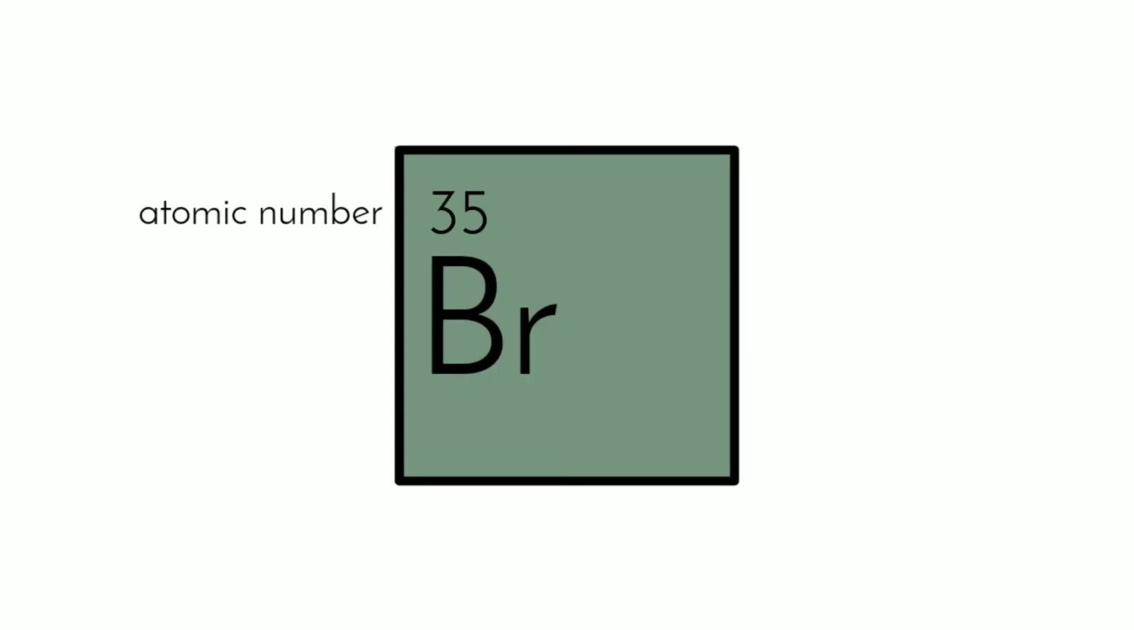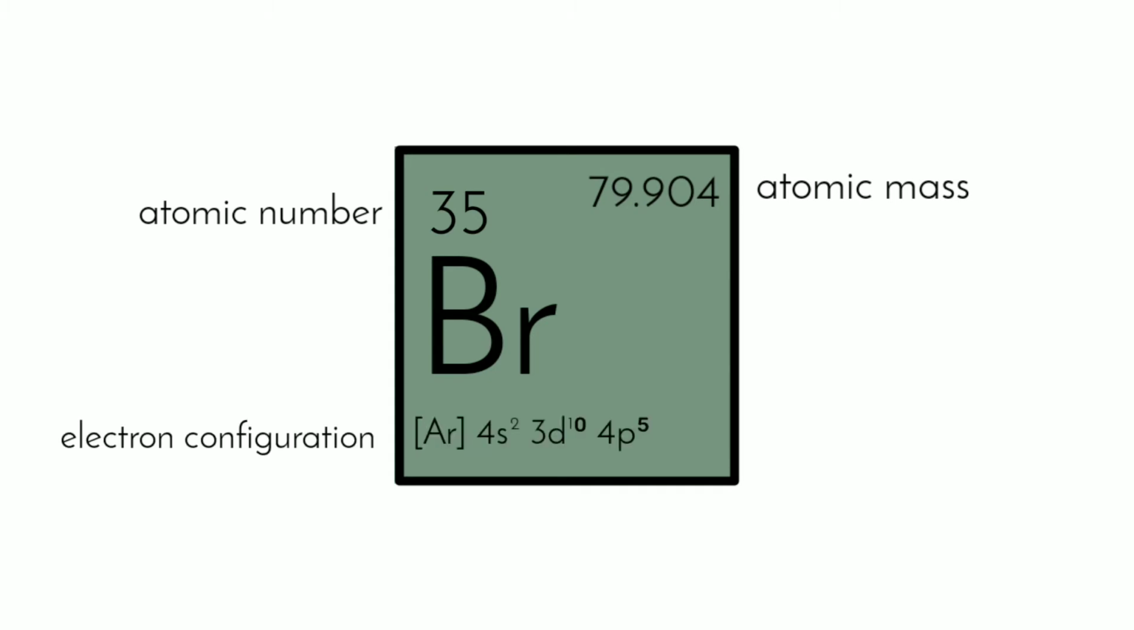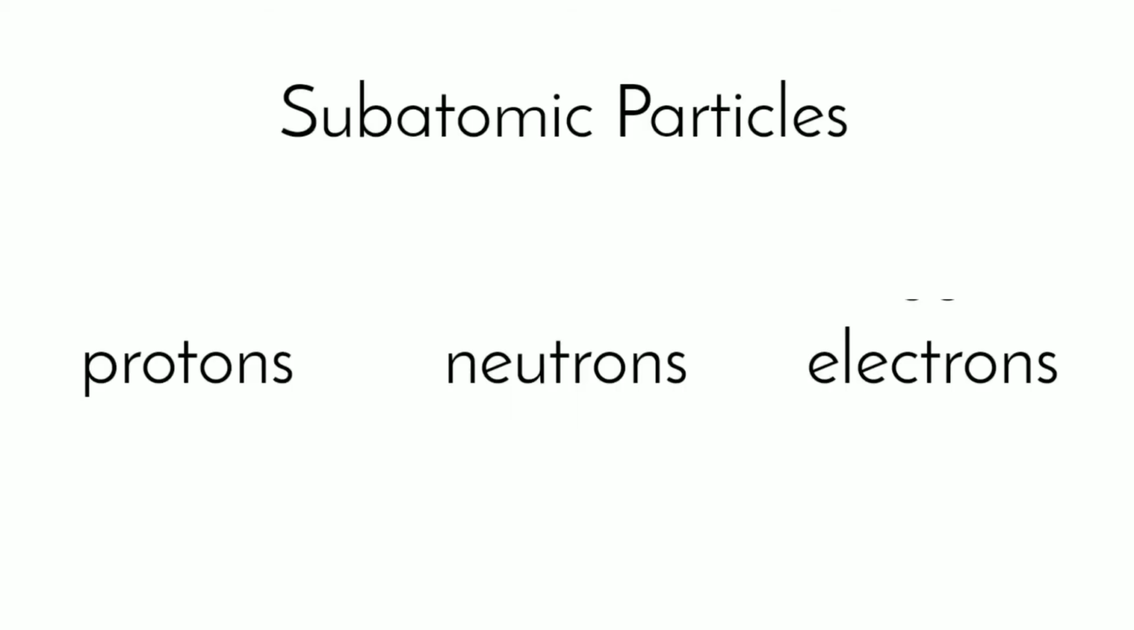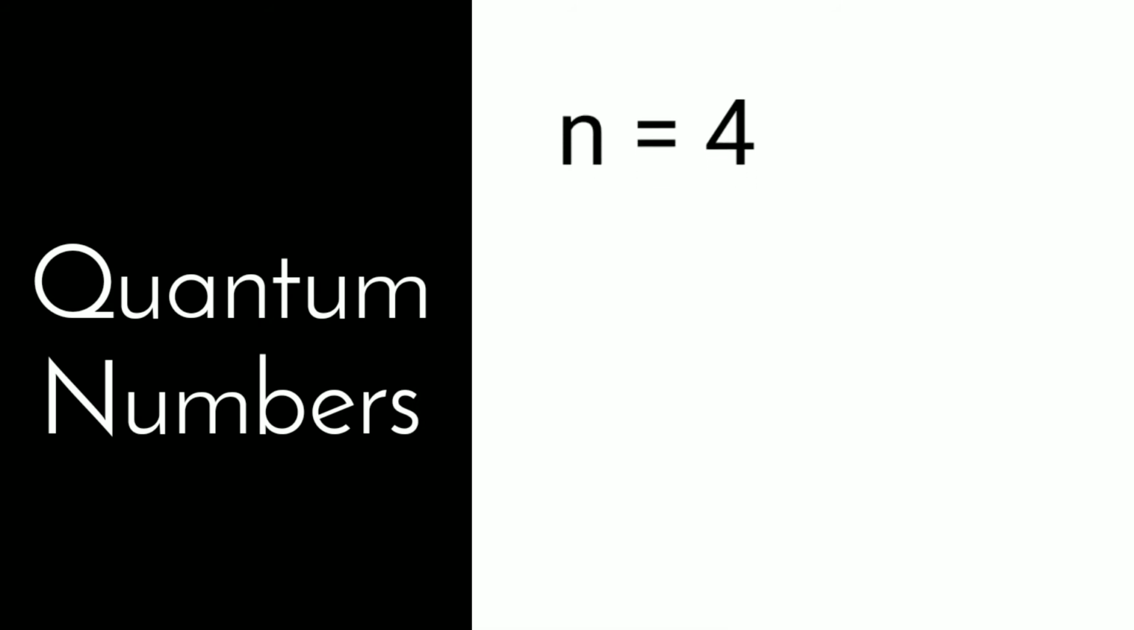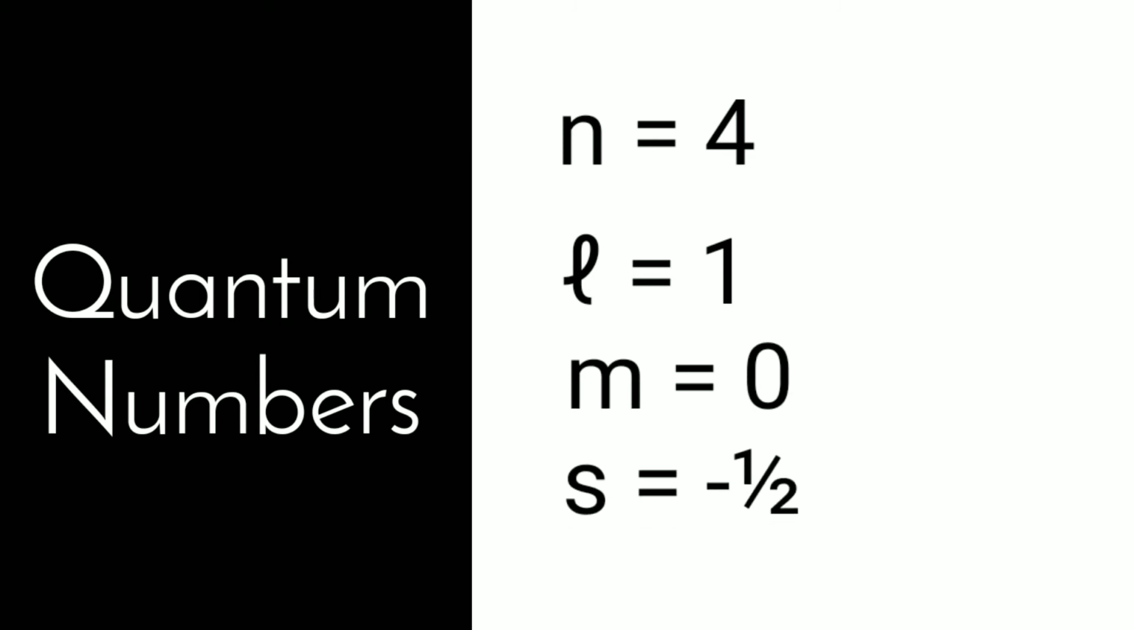Bromine has 35 for its atomic number, an atomic mass of 79, and its electron configuration is argon 4s², 3d¹⁰, 4p⁵. The number of protons and electrons both are 35, while the number of neutrons is 45. The principal quantum number of bromine is 4, the azimuthal is 1, magnetic is 0, and the spin quantum number is -1/2.